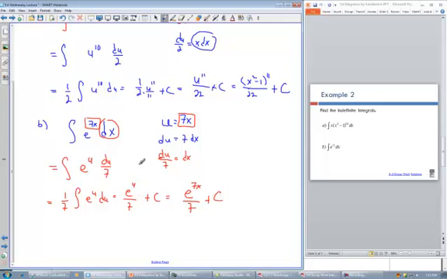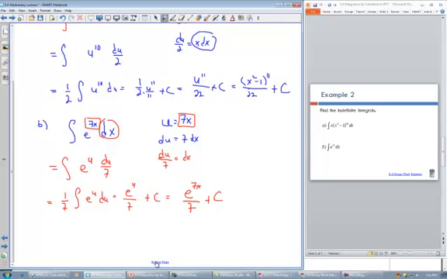And remember, you can check your answers here. It just becomes a little bit harder because the functions are harder. So if you want to check your answer, take the derivative of this thing. The derivative of e to the 7x divided by 7 is e to the 7x times the derivative of the inside, which is 7. So the 7's cancel, plus 0, and you just get e to the 7x back.